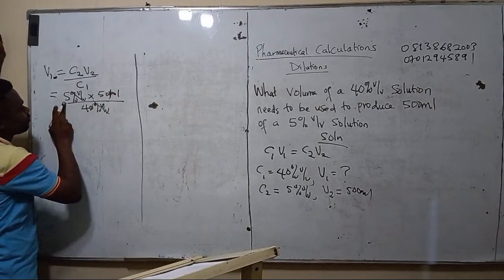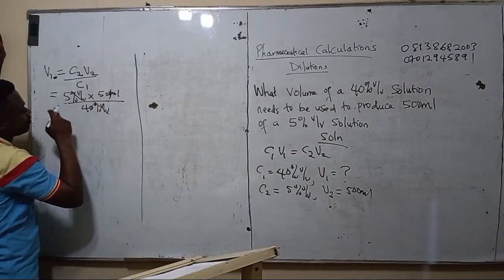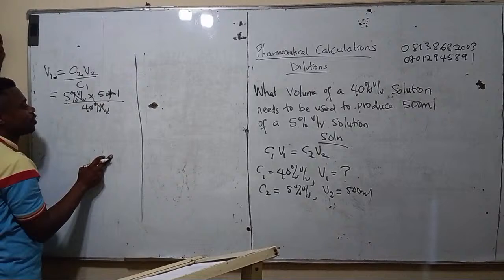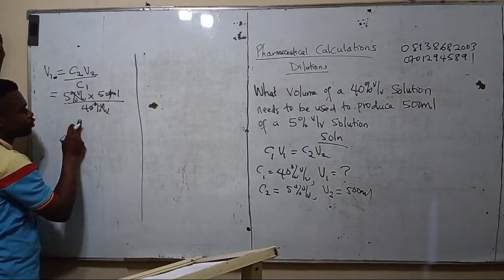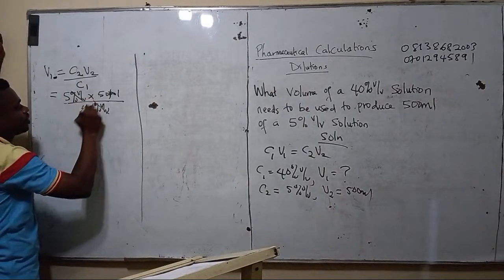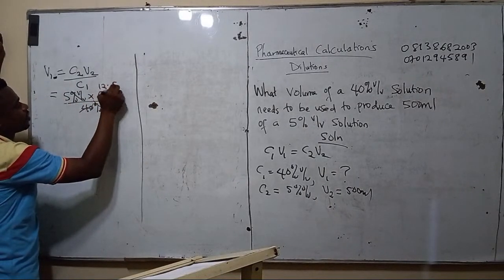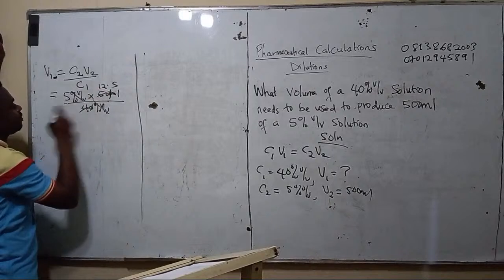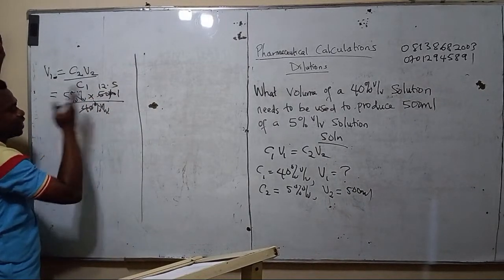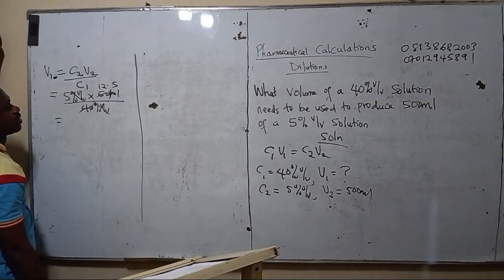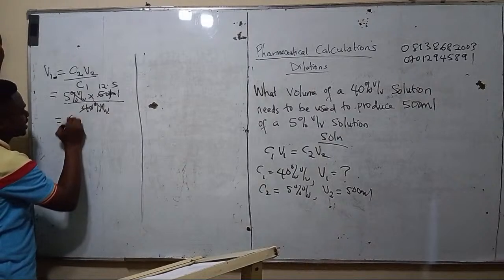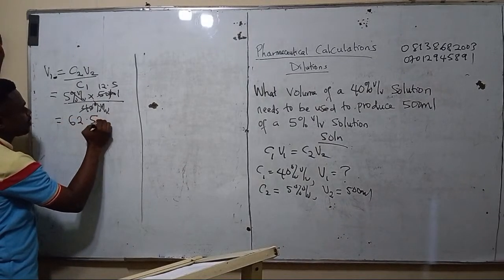If we divide 50 by 4, we have 12.5, because 2 divides 50 is 25, and 2 again, 12.5. And 12.5 times 5: 12 times 5 is 60, and 0.5 times 5 is 2.5. So the answer is 62.5 ml.